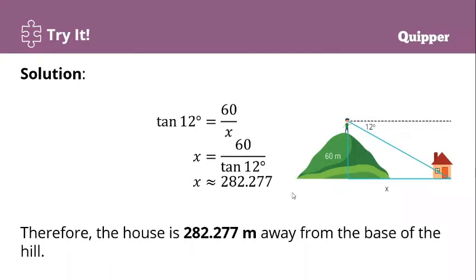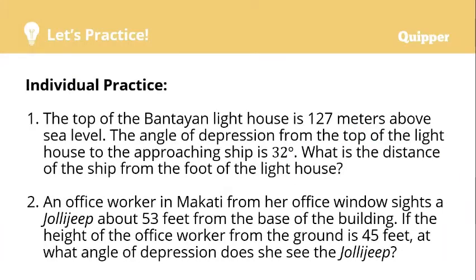Other questions? If none, let's have the individual practice. 1. The top of the Bantayan Lighthouse is 127 meters above sea level. The angle of depression from the top of the lighthouse to the approaching ship is 32 degrees. What is the distance of the ship from the foot of the lighthouse? 2. An office worker in Makati from her office window sights a jolly jeep about 53 feet from the base of the building. If the height of the office worker from the ground is 45 feet, at what angle of depression does she see the jolly jeep?